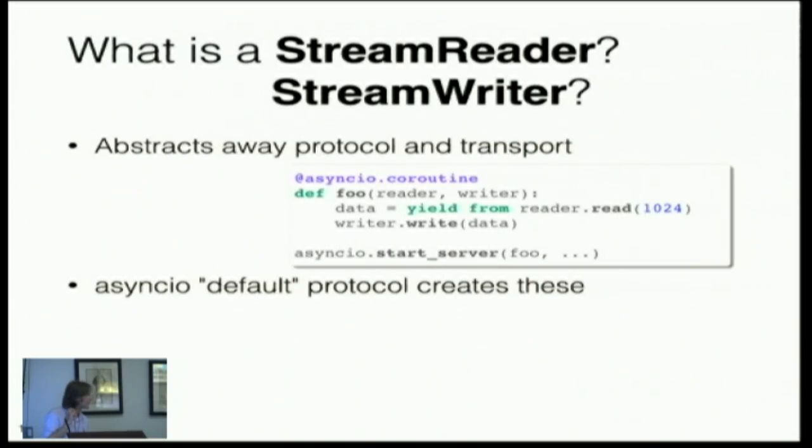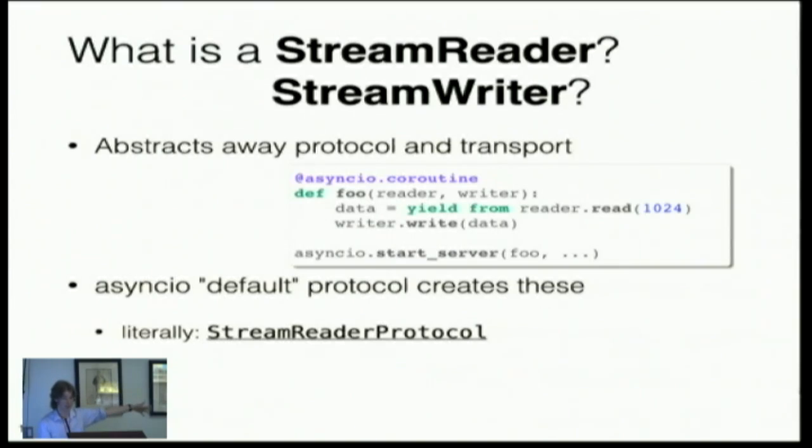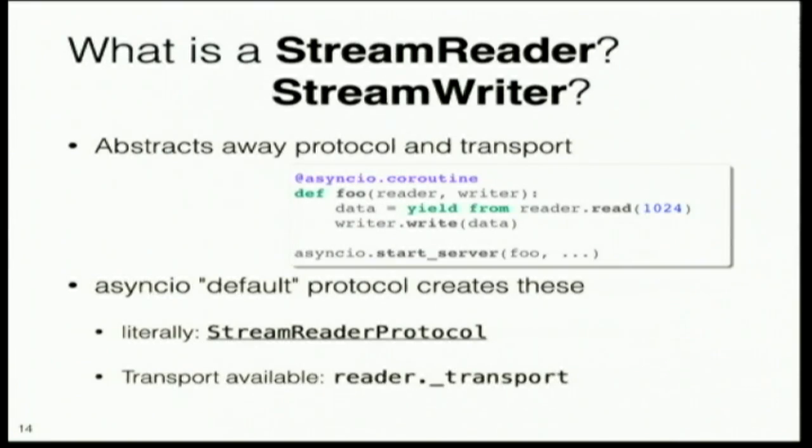Behind the scenes, asyncio has a StreamReader protocol, so it's literally like they implement a protocol that does the buffering for you and does the behind-the-scenes work for free, and that's nice. And start server actually calls create server in the background, so it's not doing anything magical. You can look at the source there. The transport's even available in reader under transport.